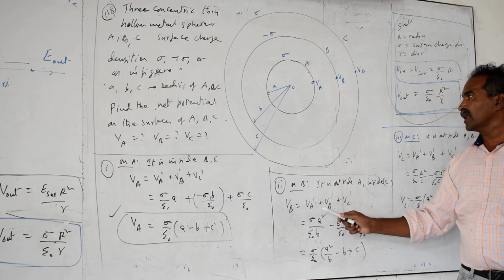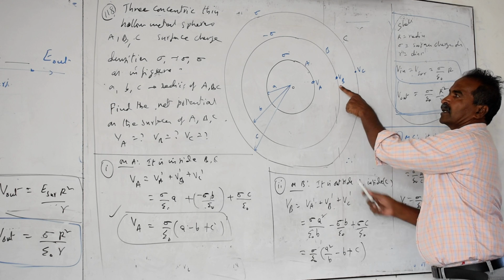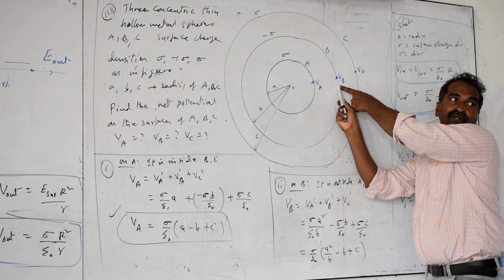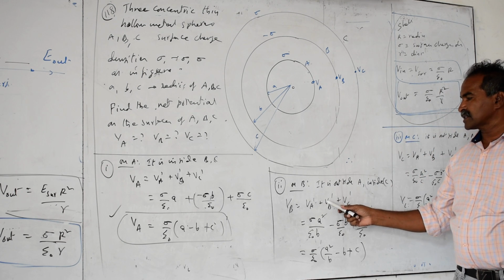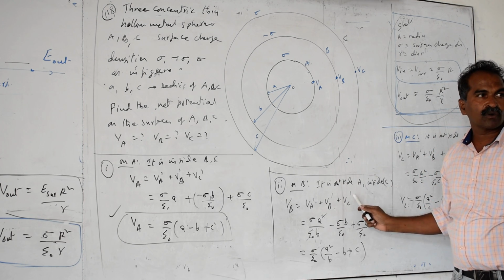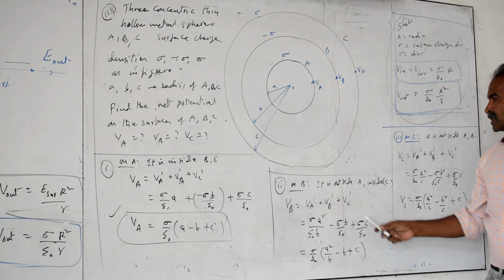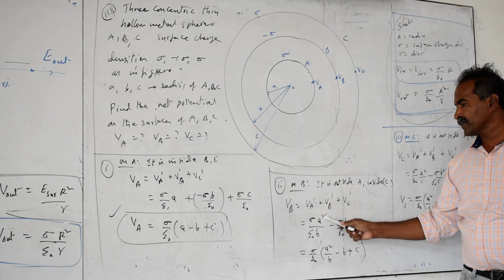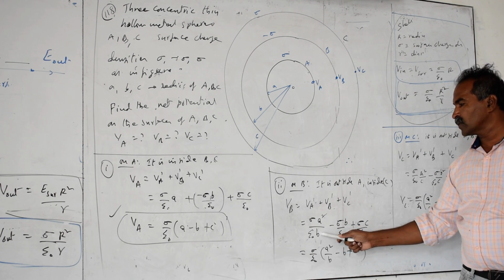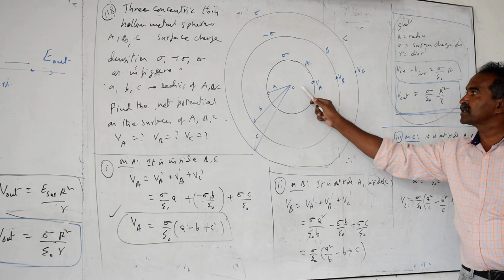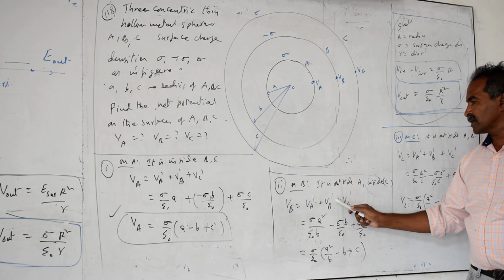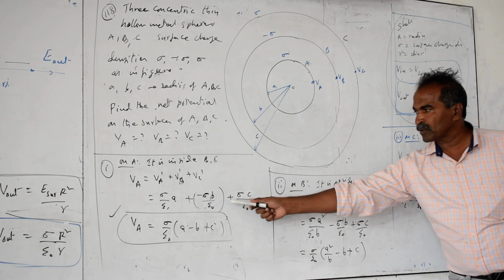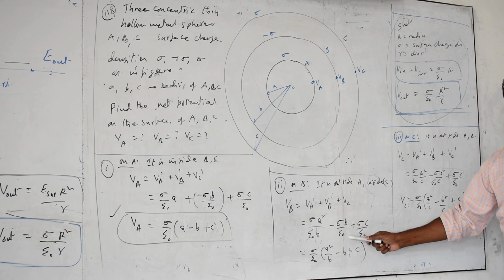The potential because of A: here the point is outside, and small r is the distance, which is b. For C, the point is inside, so the radius c is taken. So the potential V A prime is sigma into a square, the radius square, by epsilon into the distance. The distance is b. Next is VB. VB is on the surface, so minus sigma by epsilon into b, just like we have taken before.